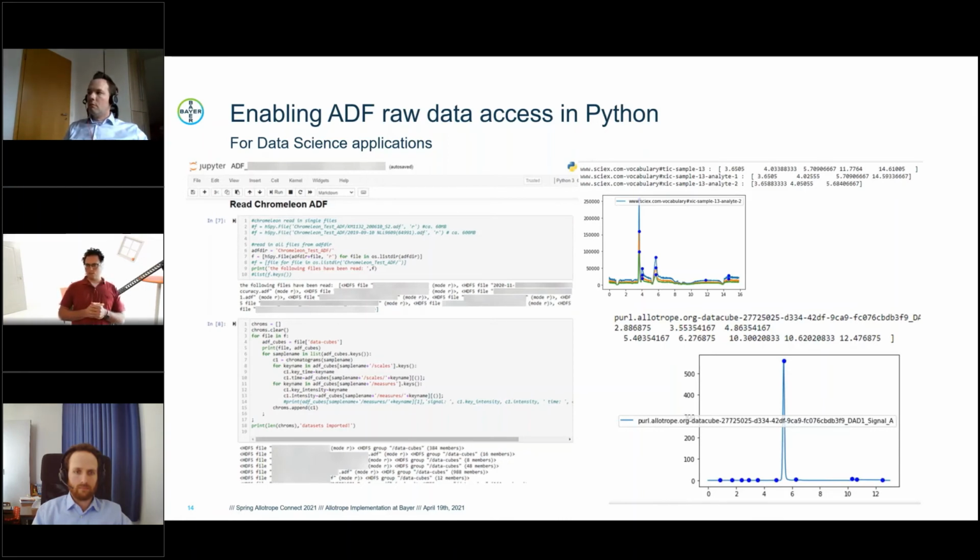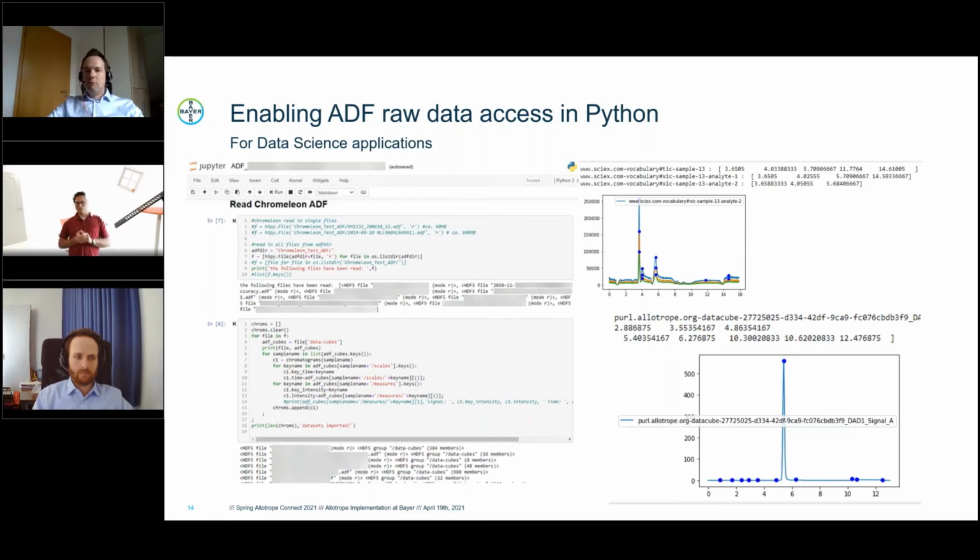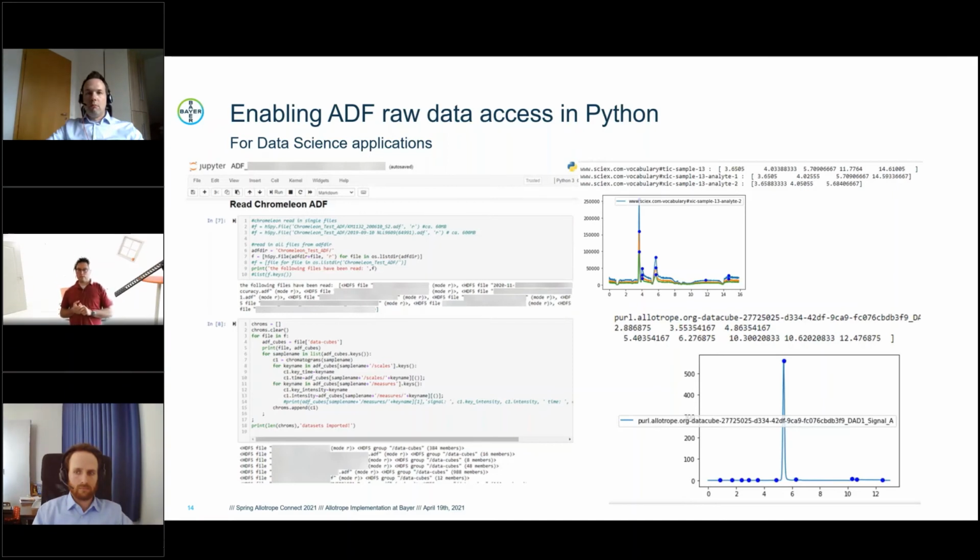Even as you can see, if you want to reintegrate or find peaks, allocating them in there. And this is basically the access, how we use and enable the use of actually raw data in more data science applications.